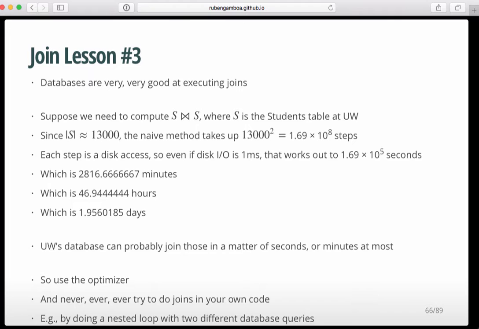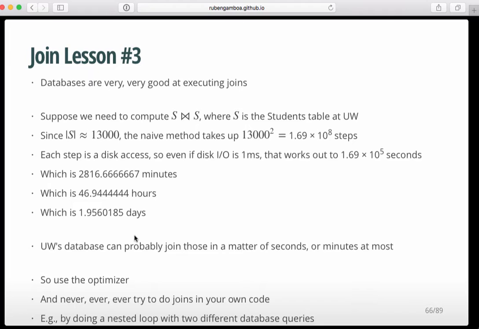Okay, so what exactly is that? It's about 2,800 minutes, which is about 47 hours, which is nearly 2 days. That's a long time. Okay, that's way longer than you would be willing to wait for the answer to this result. Okay, now in reality, UW's database can probably join those two tables in seconds. Okay, at the most minutes, and I would put money on seconds. Okay.